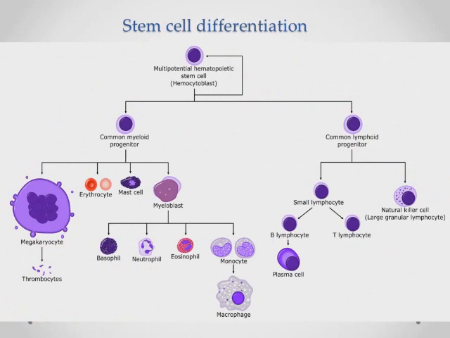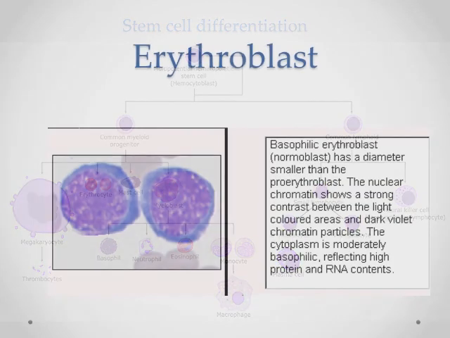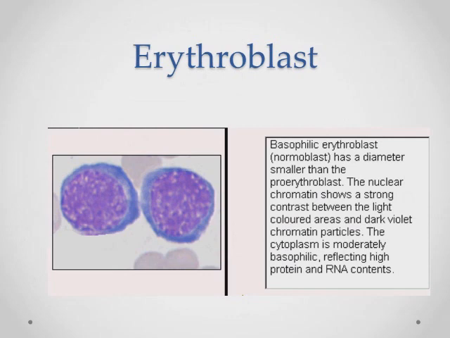This illustration is clearer if we say that we start with multipotential hematopoietic stem cells. It will give us the common myeloid progenitor that will give us the mature erythrocyte. The first cell to appear in the bone marrow is called the erythroblast. What is the description of the erythroblast? It is called the basophilic erythroblast or normoblast, that has a diameter smaller than the pro-erythroblast.